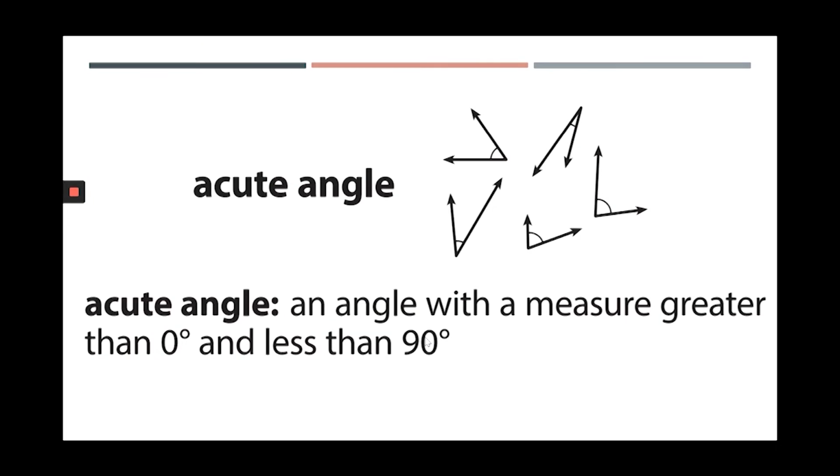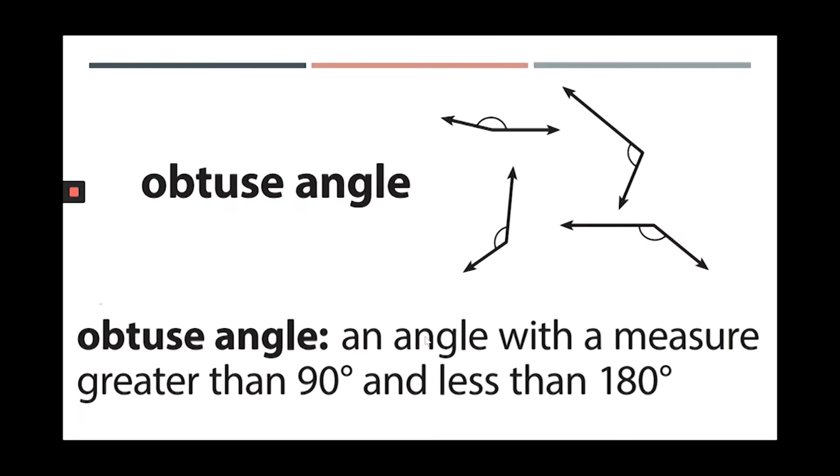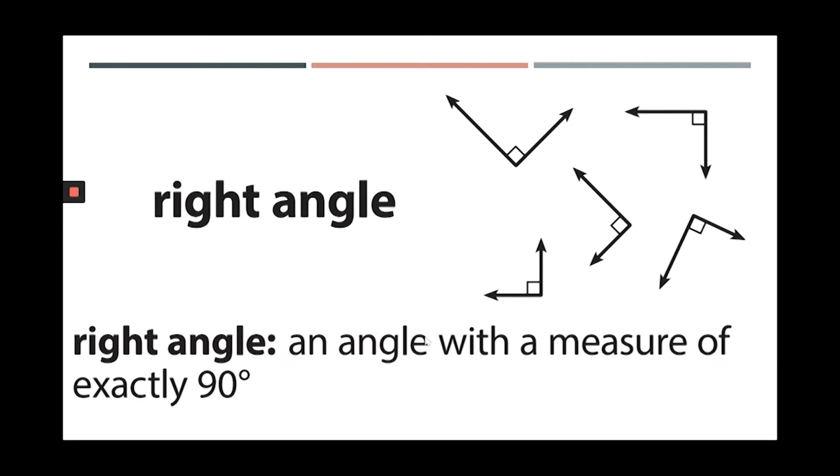So the first thing we're going to do is run through a couple of terms to describe triangles. First, we're going to talk about angles. An acute angle is an angle with a measure greater than 0 degrees and less than 90 degrees. When I'm in class, I usually say it's cute because it's small and little. An obtuse angle is an angle with a measure greater than 90 degrees and less than 180 degrees. And then a right angle is an angle with a measure of exactly 90 degrees.